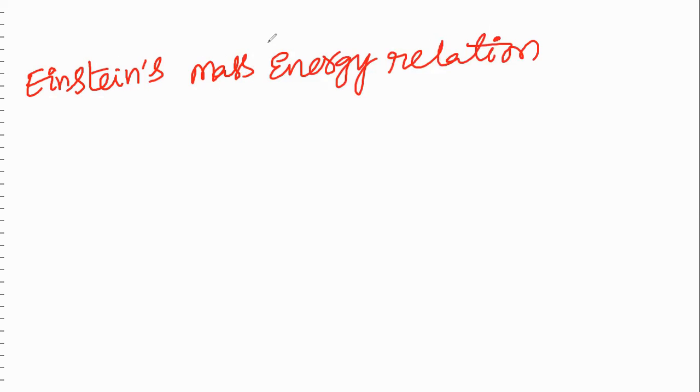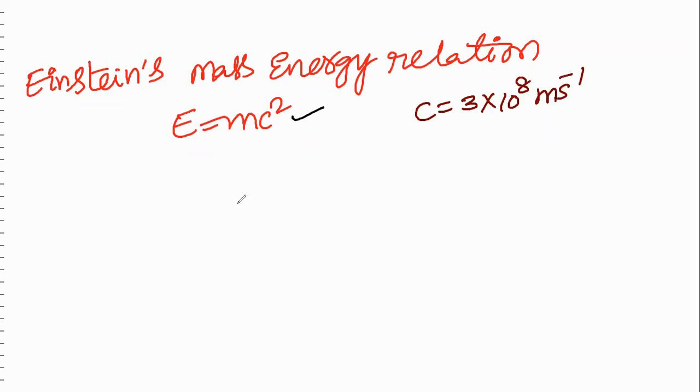Mass energy relation. E is equal to mc square. Then we may write that energy E is equal to mc square. This energy, if you want to convert mass into energy, we multiply by the square of the speed of light. What is c here? c is 3 into 10 power 8 meters per second. So then we will take that.